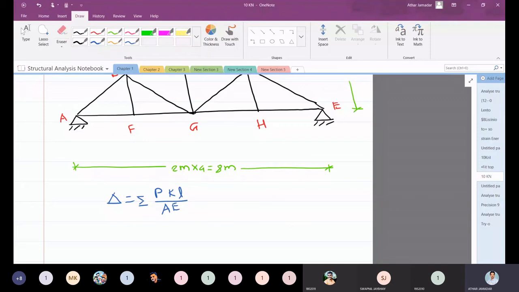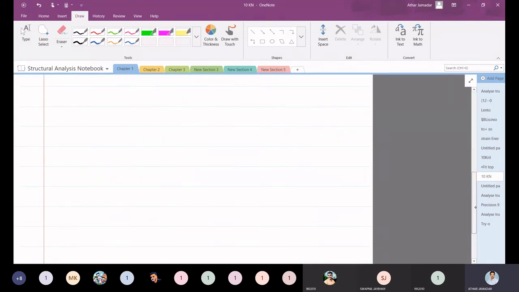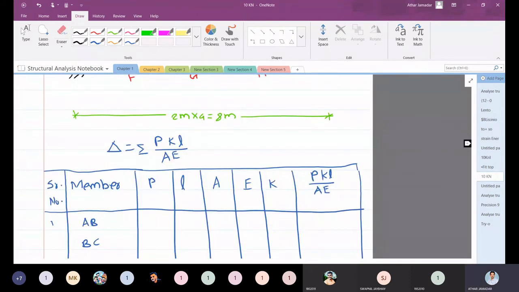What is the meaning of L? L is nothing but the length of every member. A is nothing but the area of each member. So we have this data with us. Now what we will do is first draw one table. K, we have not seen what the meaning of K is right now.